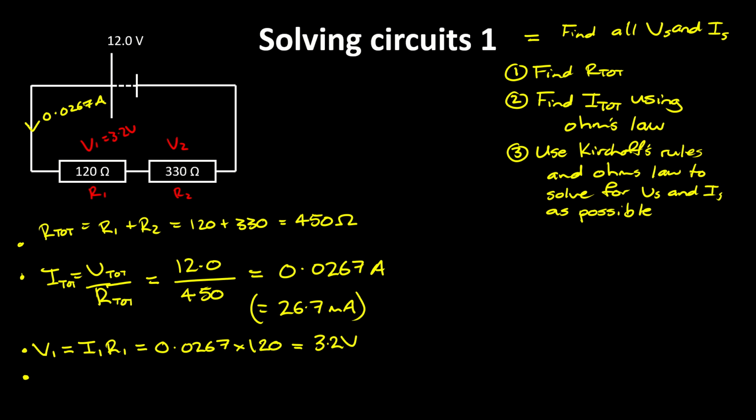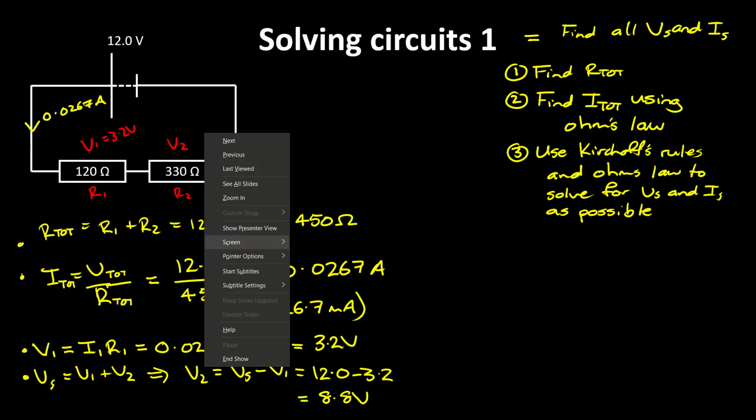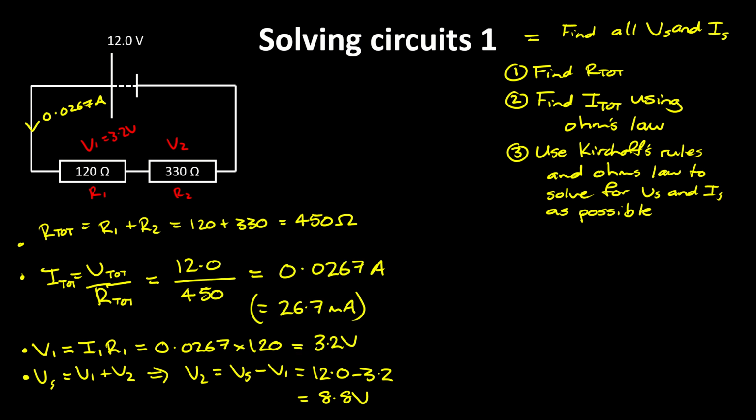I'm going to do it a different way, just to show you, because we know there's 12 volts being input, and this is using 3.2, so V2 must be the rest, okay? Remember, V, the supply, has to equal V1 plus V2. So that means V2 will be supply minus V1. So we're putting in 12.0 minus 3.2 is 8.8 volts. So V2 is 8.8 volts.